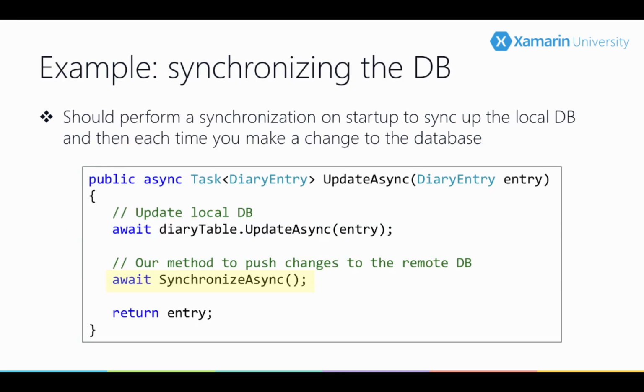As you've seen, the synchronization mechanism is a manual trigger, and the code is all done for you, but you have to cause it to happen. So the synchronization process is asynchronous. It won't block your user interface. And the recommendation is to perform a full synchronization when your app first starts up, and then each time you make a change to the local database. Here we've created a local method to do the push-pull, and we call it when we update a diary entry.